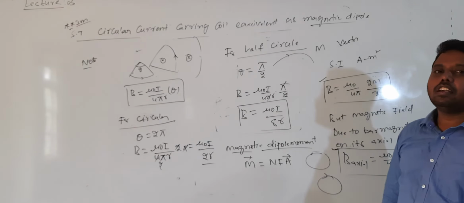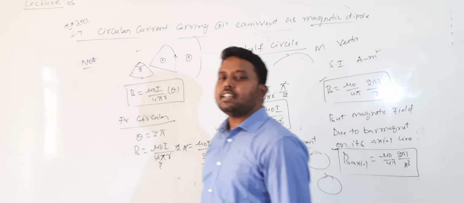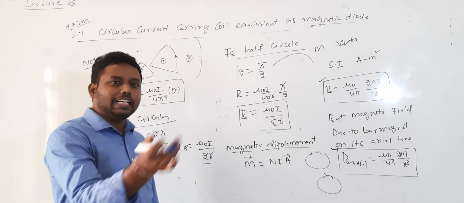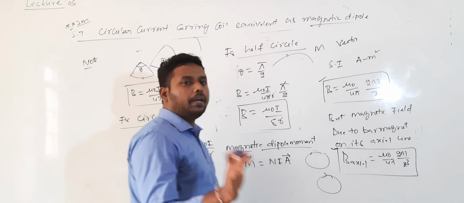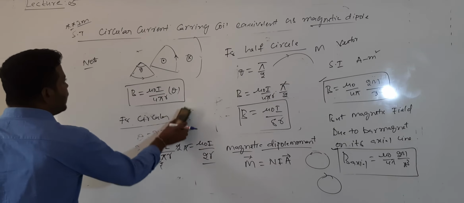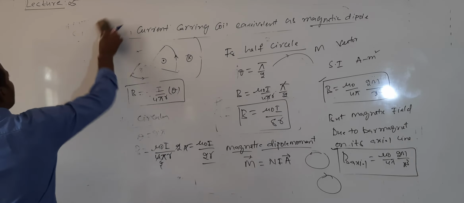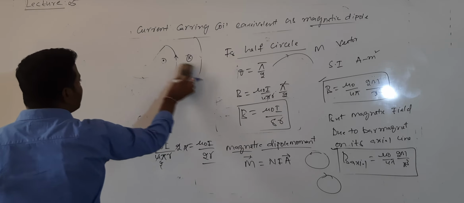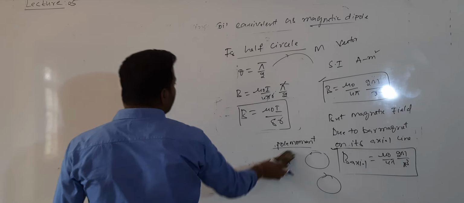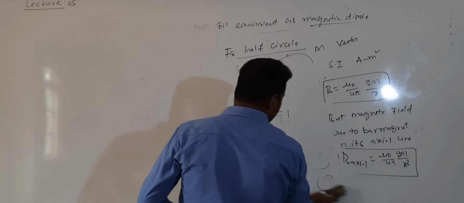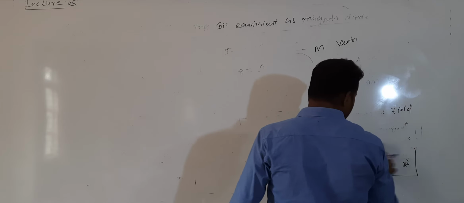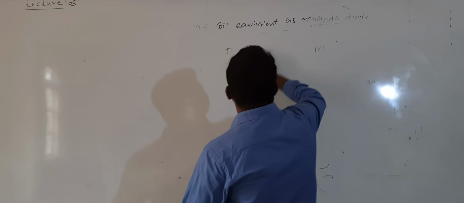The direction of this magnetic field depends upon the direction of the current. If the current is clockwise, the magnetic field at the center is perpendicular to the plane, passing in. If the current is anti-clockwise, the magnetic field is perpendicular to the plane, passing out. Clear or not? So this is the magnetic field due to a circular current carrying coil. A very important topic. After completion of the magnetic field due to a circular current carrying coil, next we want to calculate the magnetic dipole moment of a revolving electron.